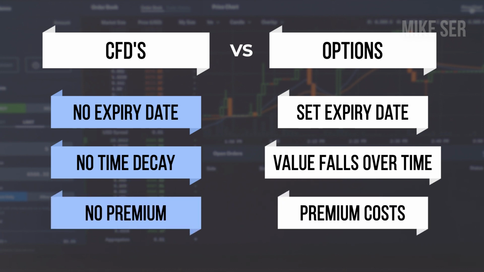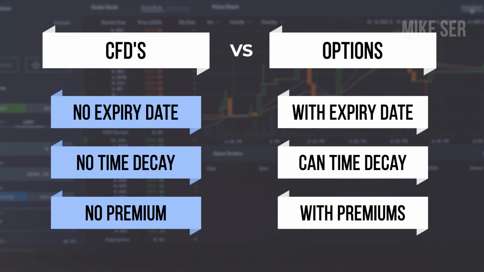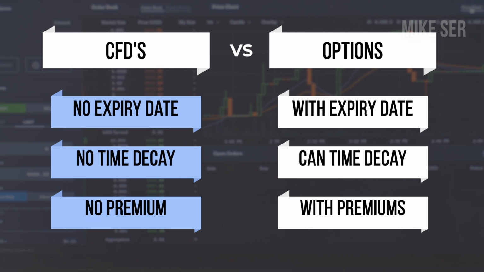The third benefit is there is no premium attached to your CFD contract, meaning that whatever the current price of an asset is, then that's what you pay. Whereas in option contracts, there is, meaning that even if you are right in terms of the direction of the trade, in order for you to make money on an options contract, you have to account for the premium that you paid for the contract.